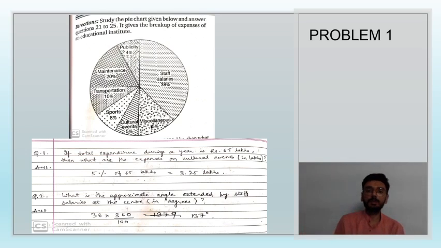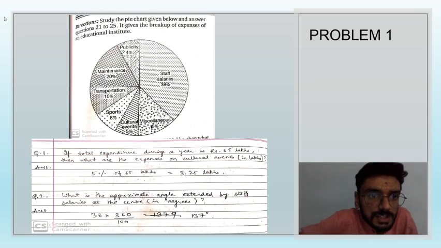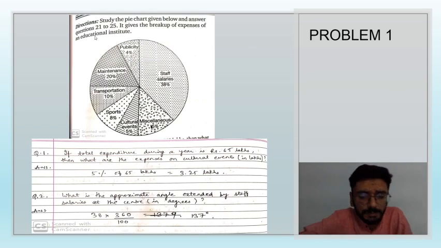Moving on to the first problem, I just want you to read the problem once thoroughly. The directions given are that you have to study the pie chart given below and answer questions number 21 to 25. For the purposes of this presentation, these are question number 1 to 5. It gives the breakup of expenses of an educational institution.